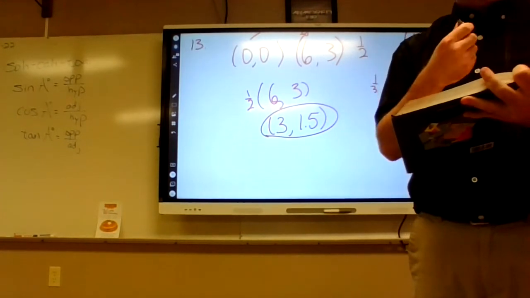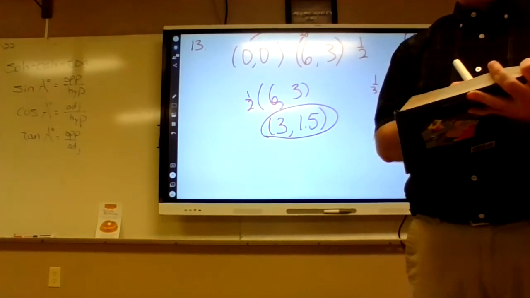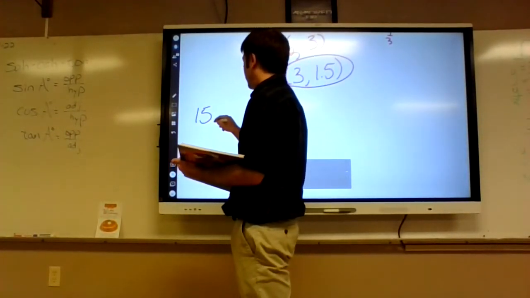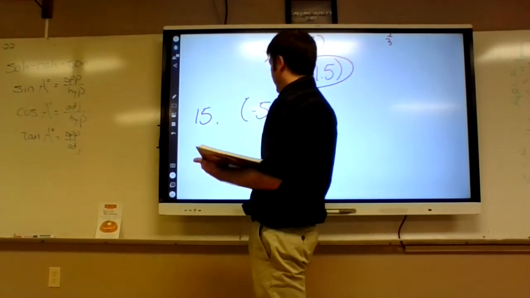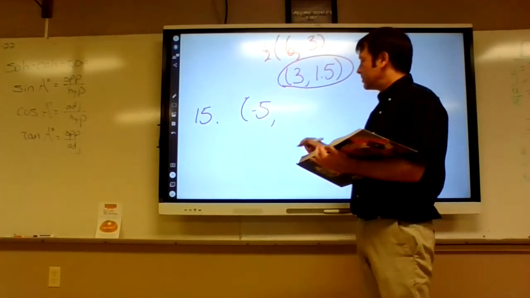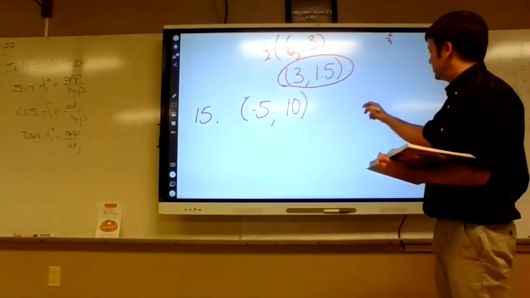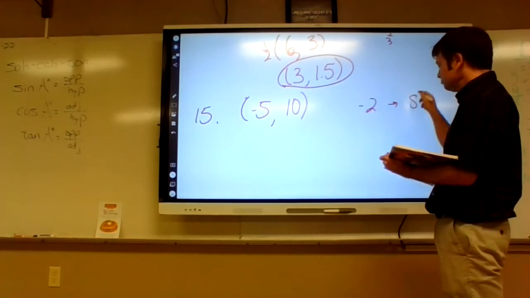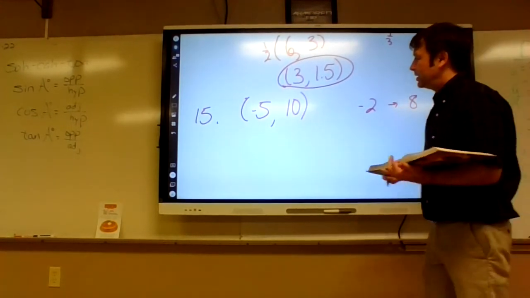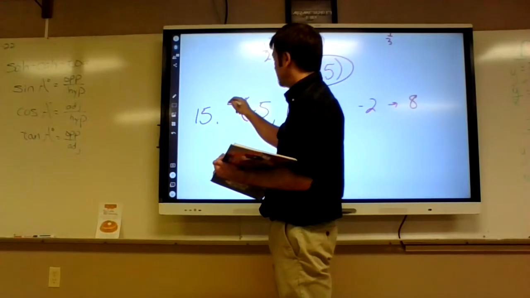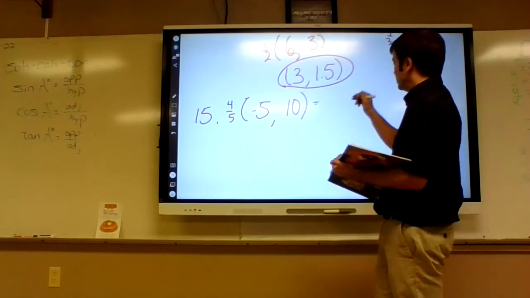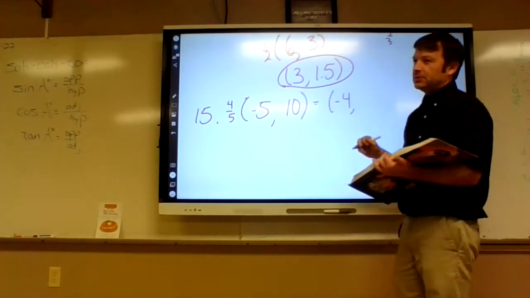Okay, on 15, same thing. How far is it moving when you're going from 7 to 2? Negative 5. Going down 5. And then how far is it moving from negative 2 to 8? Positive 10. If you weren't sure how far it is from negative 2 to 8, you could do 8 minus negative 2, which is 10. And we're supposed to go 4/5 of this. You guys know what 4/5 of negative 5 is? Negative 4.